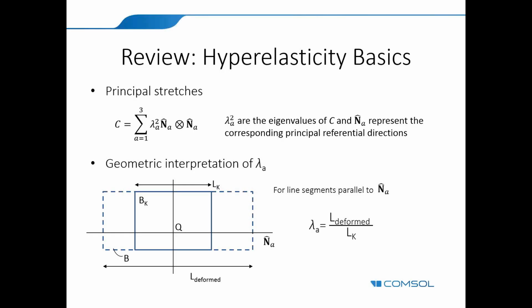While all of this mathematics is fine, one good way to interpret lambda_A is to think about a uniaxial deformation, where of course the principal referential direction is along the stretching direction. So lambda_A in such a case actually represents the ratio of the deformed length to the undeformed length along the stretching direction. In the case of stretching, lambda_A will be greater than 1. And in the case of compression, lambda_A will be less than 1. In terms of uniaxial strain, you can write lambda_A as 1 plus uniaxial strain.